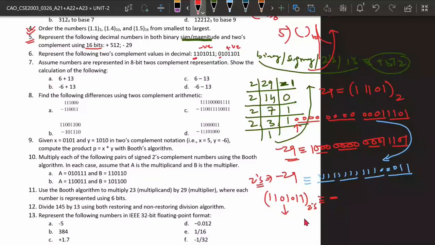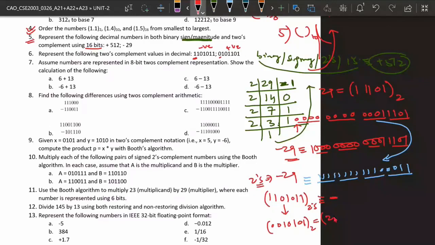So this is the binary number, in binary form. Now its equivalent decimal will be 1, 2, 4, 8, and 16. So 16 plus 5 is 21. So this is a negative number, but its magnitude will be 21. So it is minus 21.